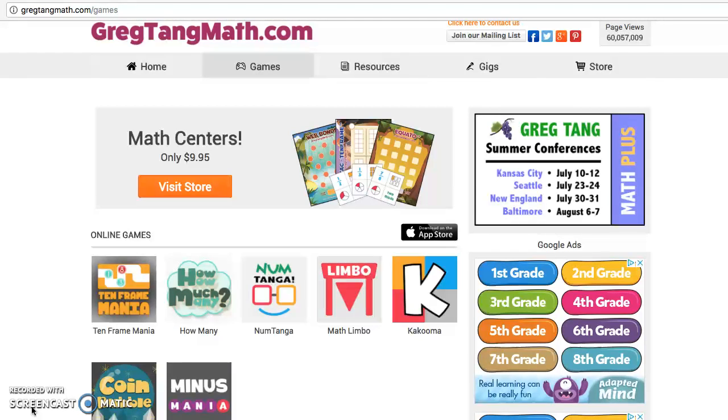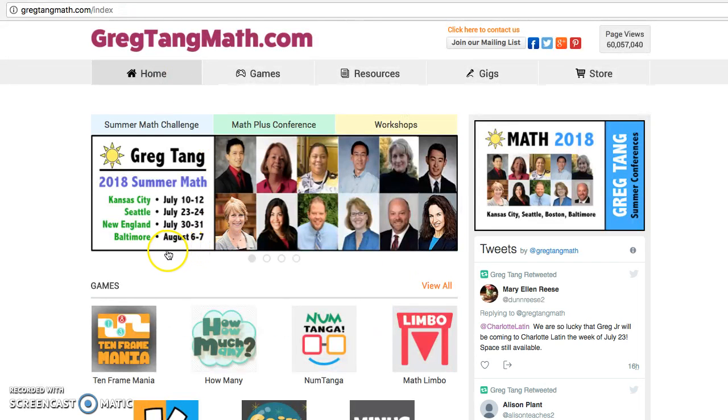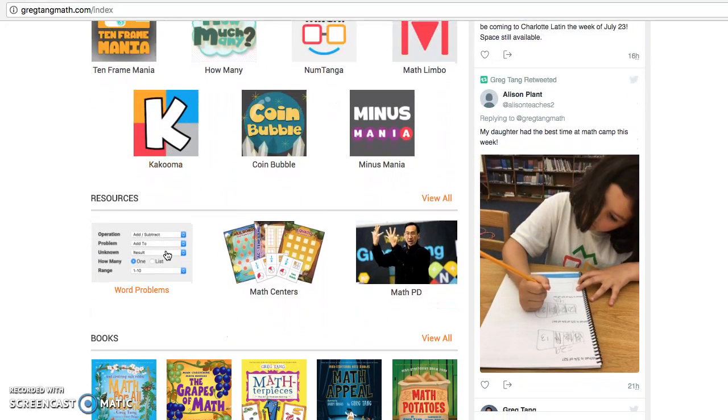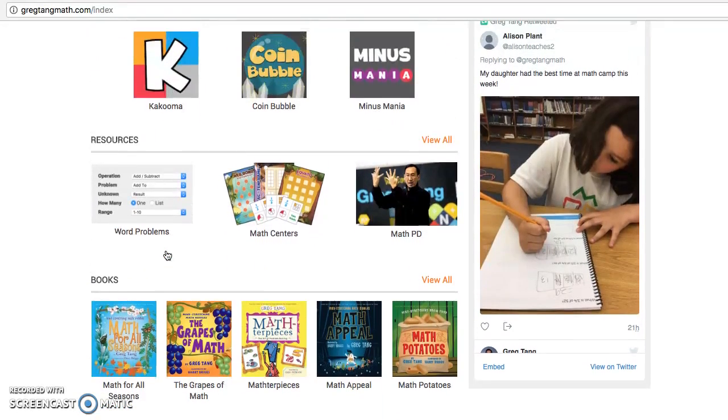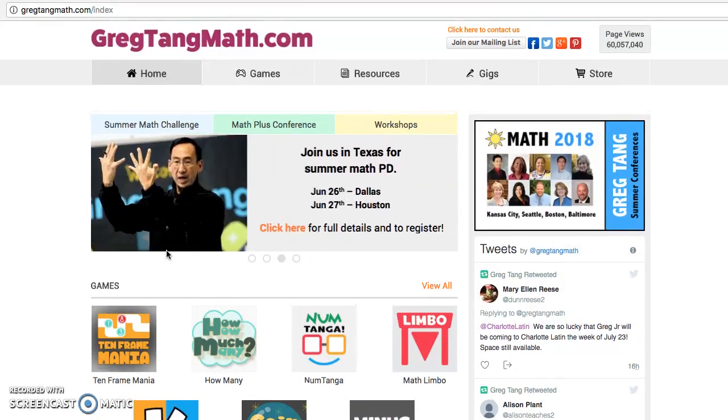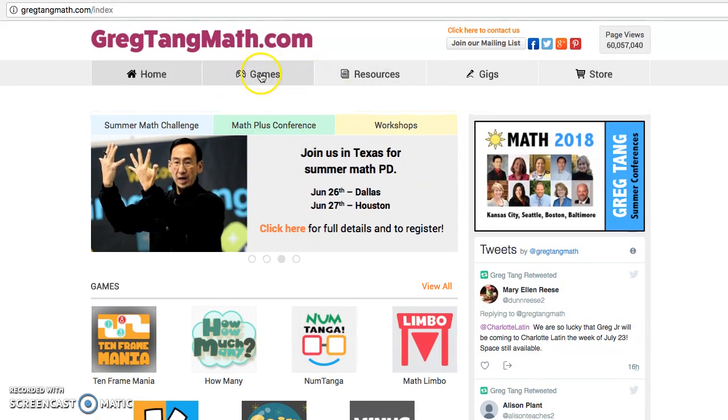The one that I have been looking at is GregTangMath.com. This website has a lot of online games, and as you can see, you can go for different age levels. We'll go right back to the home screen, and it lists different resources and games, even books that will be appropriate for what you want to share with your students. I'm going to go right to the games section.